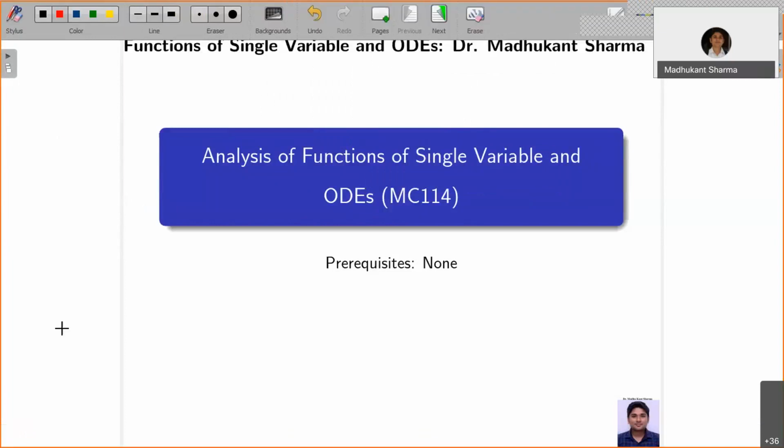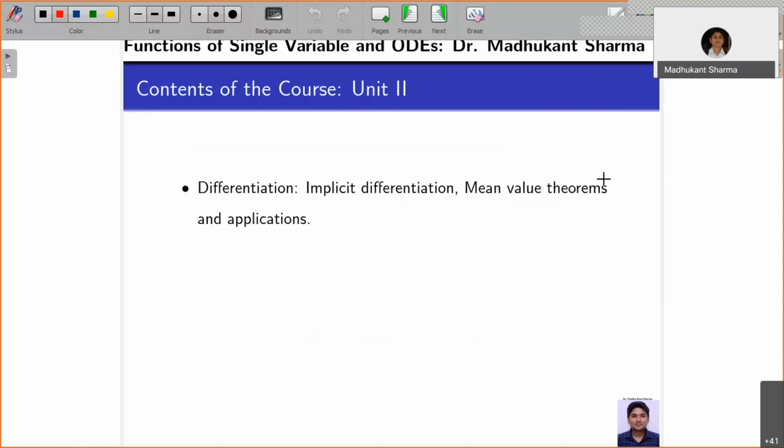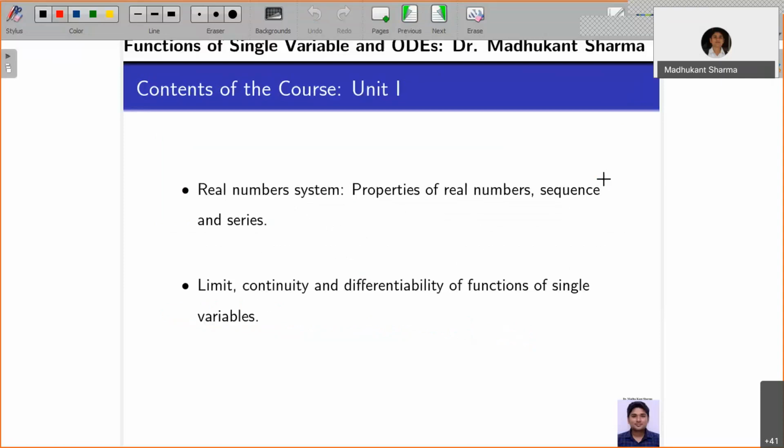Okay, we are starting with the very first lecture now for this course, which is analysis of functions of single variable and ODEs. So the very first unit we are going to learn here is real number systems, where we will learn some very important properties of real numbers. And then we will look for convergence of sequences and summation of infinite series.